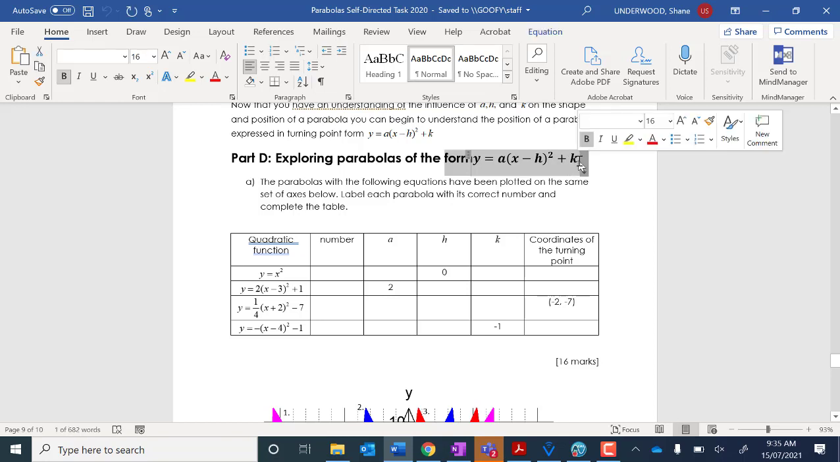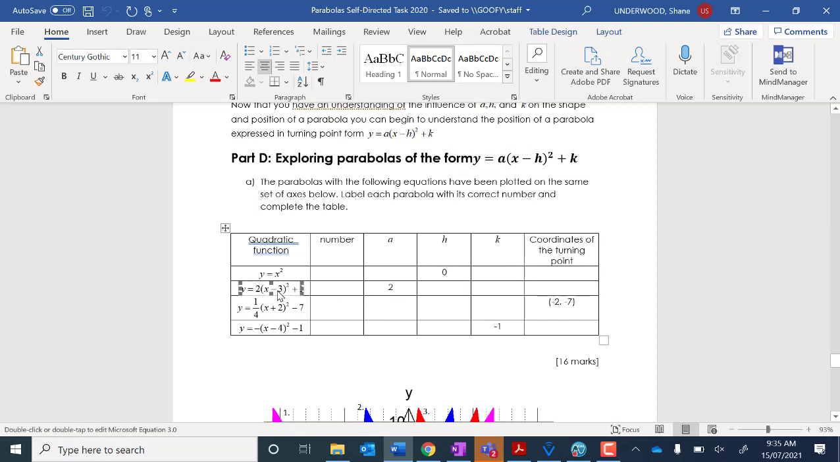This form here is what we call turning point form. And these things, whether it be the number out the front, which makes it wider or narrower, this number in here, which moves it to the left or to the right, and this number here, which moves it up and down, they're all going to have an effect on these graphs. Okay, so clearly you're going to have to fill in what A, H, and K is, and then of course complete this.